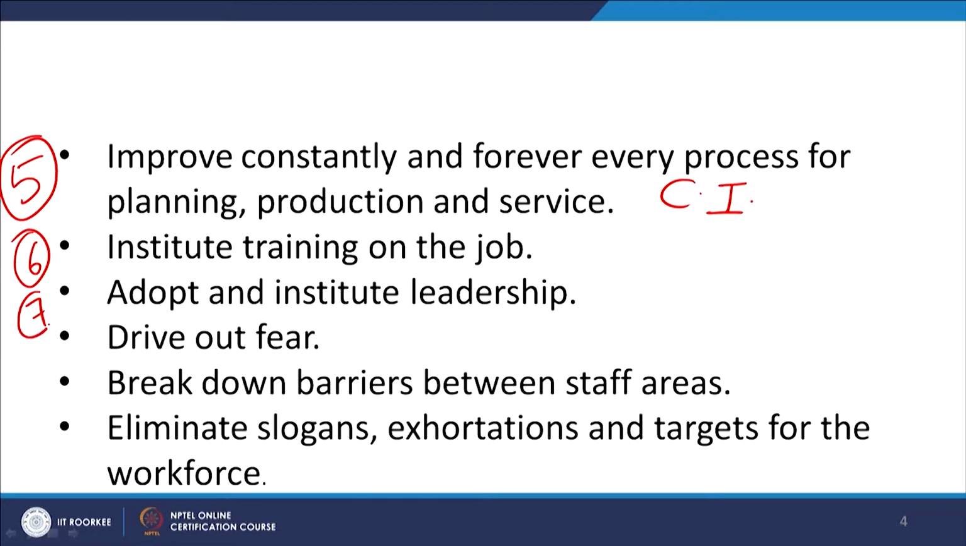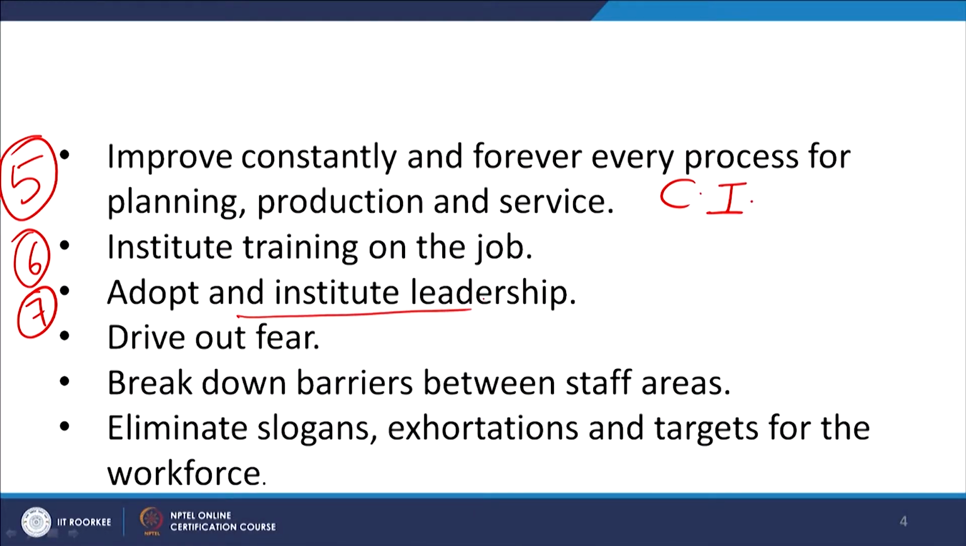Then another important thing is adopt and institute leadership. There are positions which by virtue of position become leader. So, the top management in the organization, because he is CMD, he is leader of the organization. But we need to create many other smaller leaders also, those who can guide their respective functional activity. So, we need to develop and institute leadership at various levels, at various functional roles in the organization. So, that is another important thing about principles of quality by Deming.